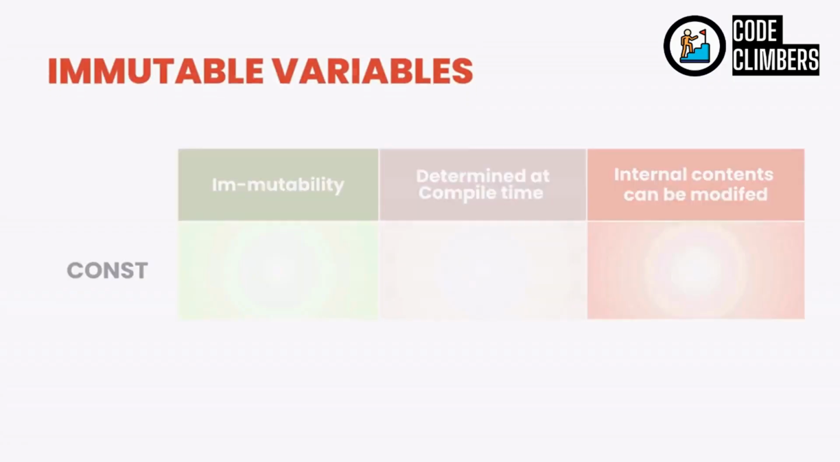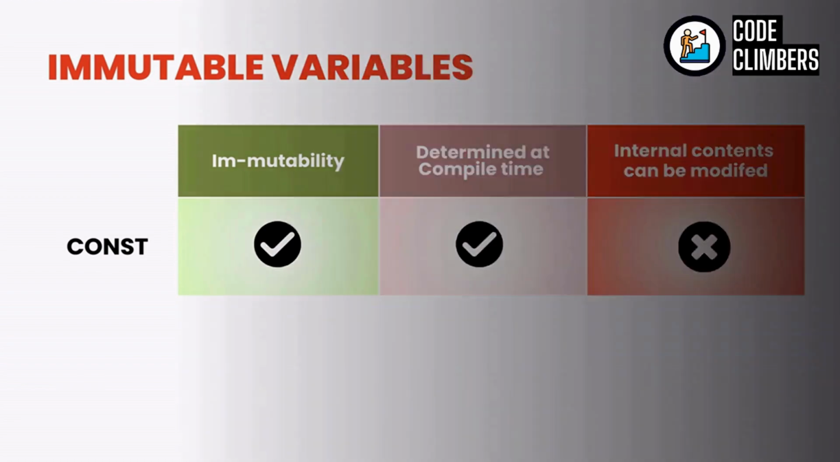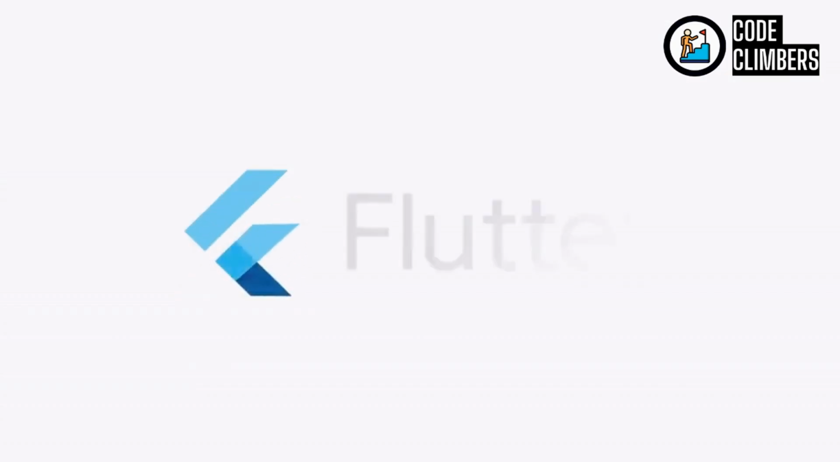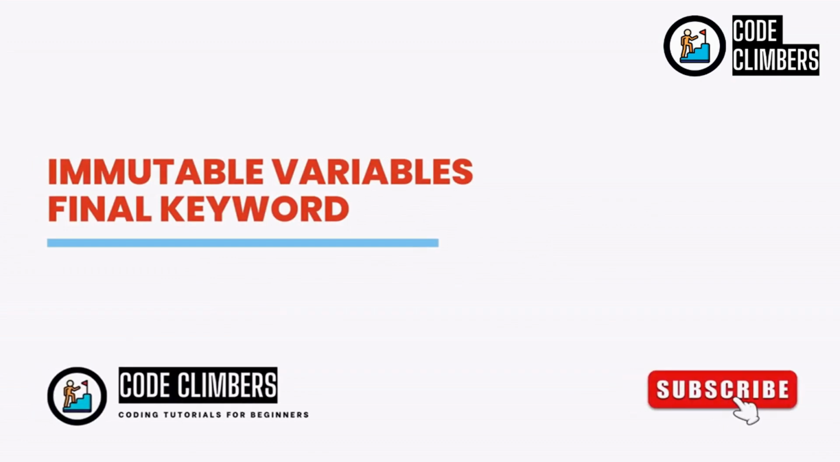To summarize, const values are immutable, and the internal contents of that variable are completely sealed from further modifications. This brings us to the final keyword. The difference between final and const is subtle but important.